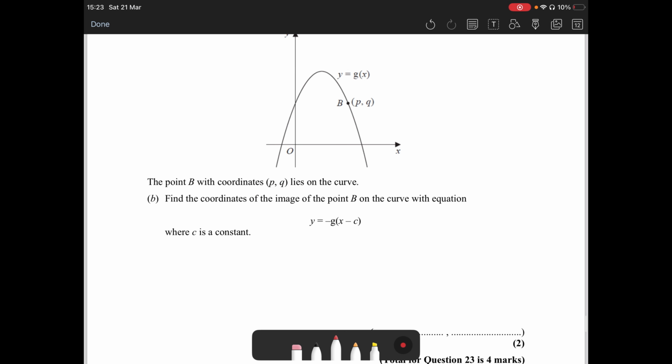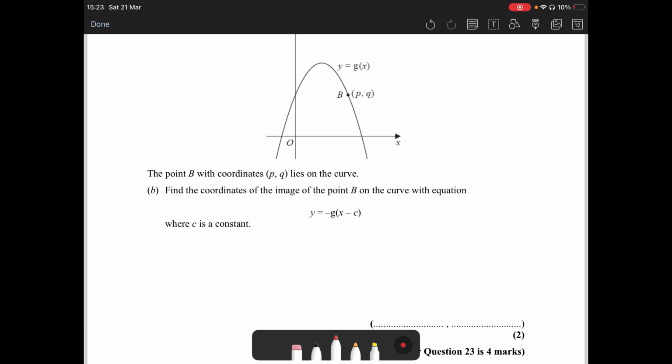Okay, be really, really careful here. Like with transformation of graphs, here we've got two things to deal with. We've got the minus C, we've got the minus G. Which one do you do first? Right. Always say minus C means you're going to move it right by C units, right?